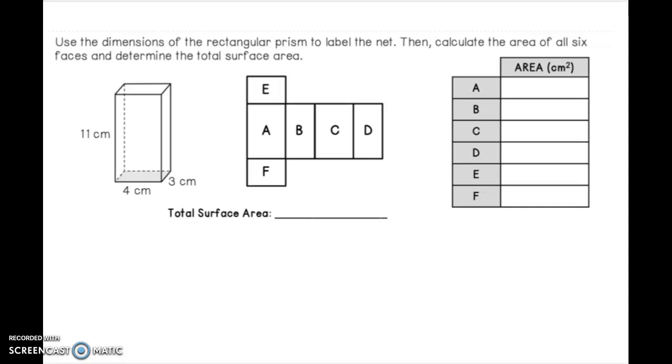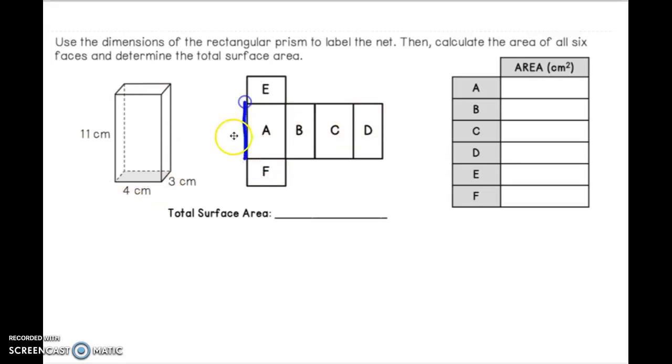All right, so we have a rectangular prism, and this is the net that happens when you unfold this. Notice over here that this is an 11 by 4 by 3. So these are not square. This bottom is not square. So that means that A and C are the same, and B and D are the same, and E and F are the same. So let's kind of take a peek.